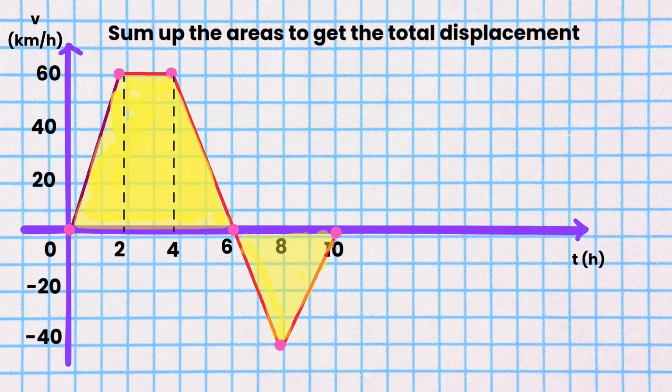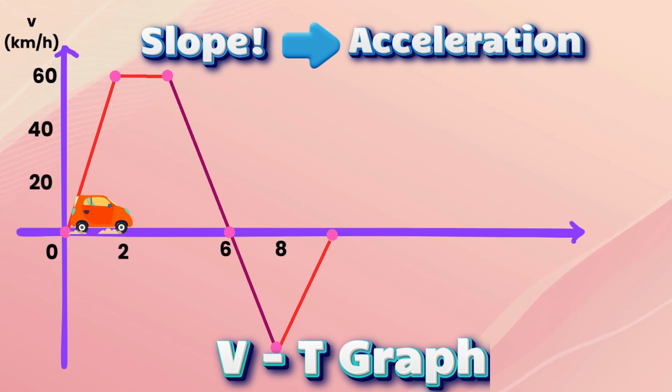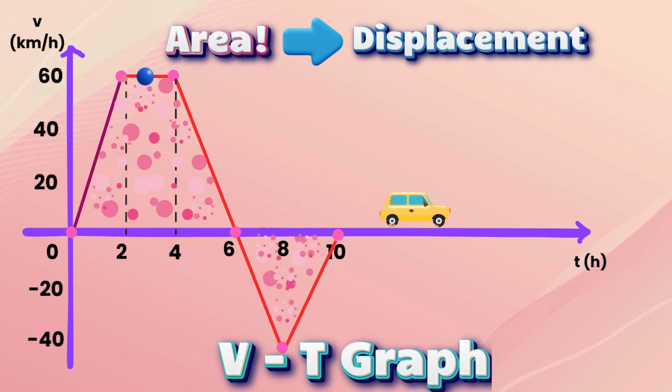Finally, we sum up the areas to get the total displacement. So total delta d equals plus 60 kilometers plus 120 kilometers plus 60 kilometers plus negative 80 kilometers, and that equals plus 160 kilometers. There you have it. The slope of the VT graph represents acceleration, and the area under the VT graph represents displacement.